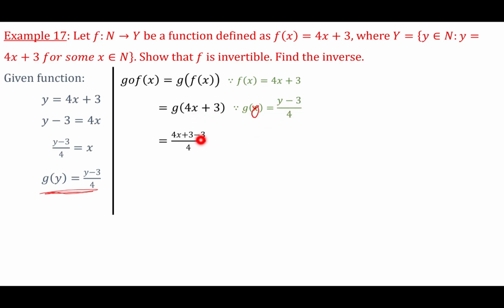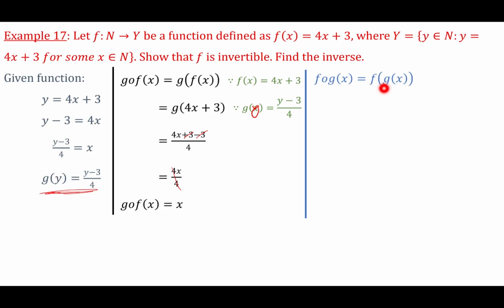And I have negative 3, so I wrote negative 3 over 4. And here I can cross out positive 3 and negative 3, which becomes 0. So the remaining is 4x over 4, and this 4 over 4 you can cross out. So g circle f of x is equal to x. Similarly, we have to prove f circle g must be equal to y.